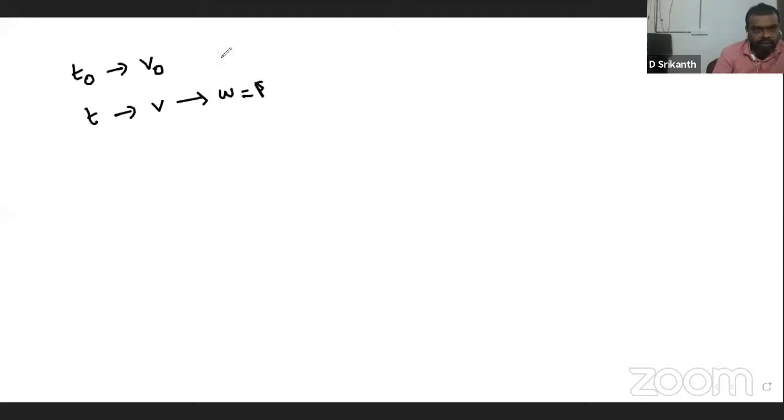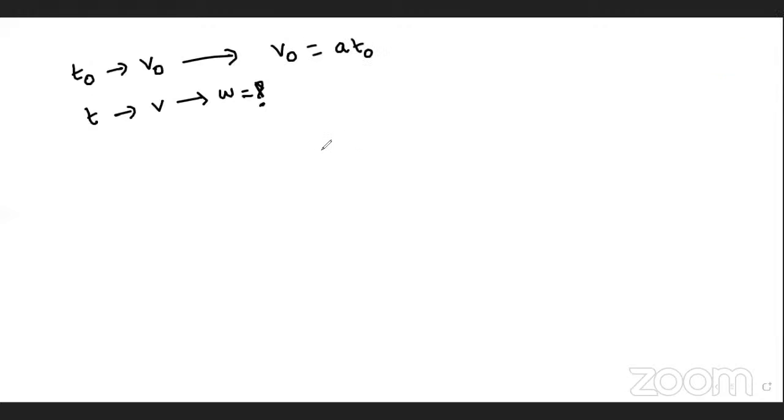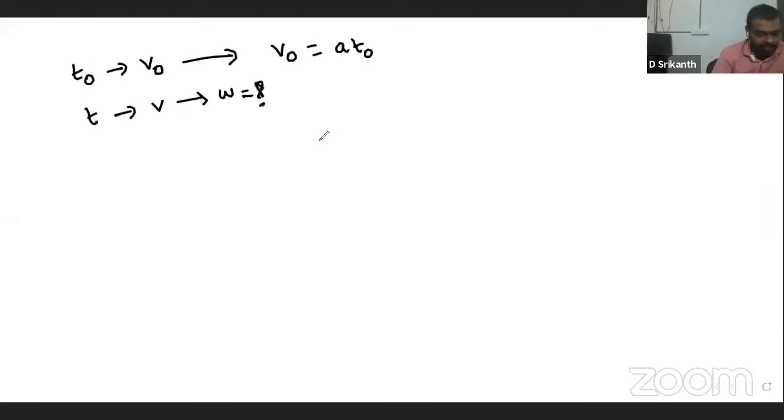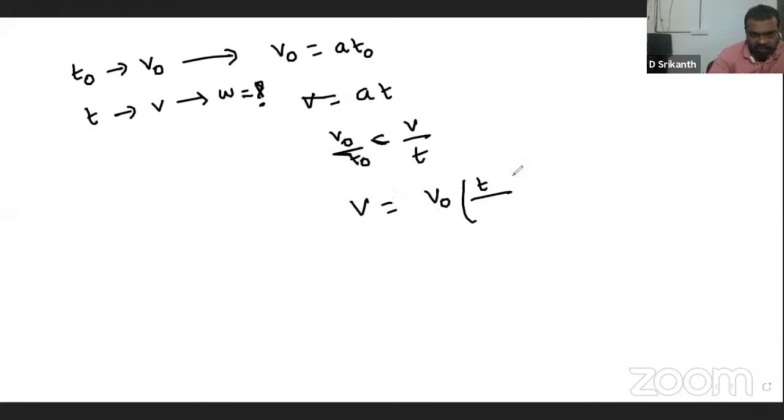Okay, then I need to find work done. So here I can write v0 equal to a into t0. It starts from rest, so v is equal to at. So v0 by t0 is equal to v by t. So v is equal to v0 times small t by t0.